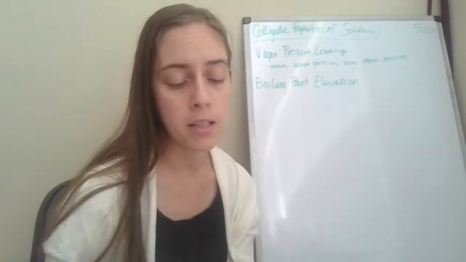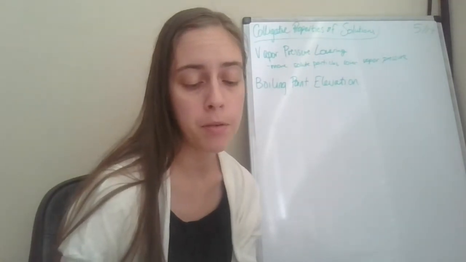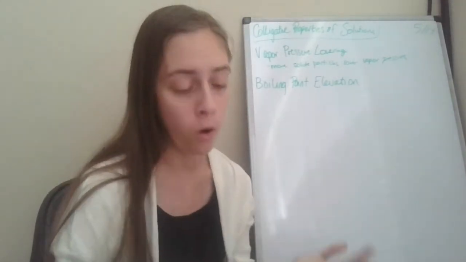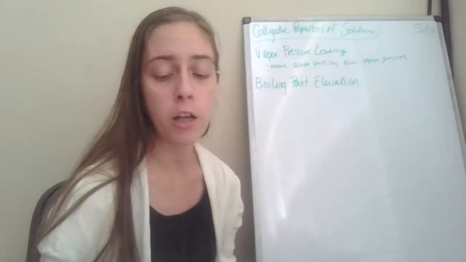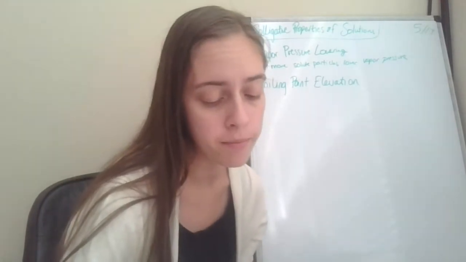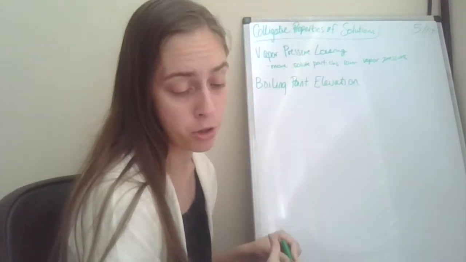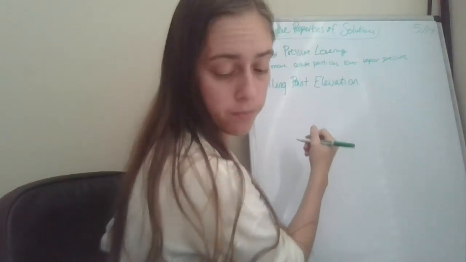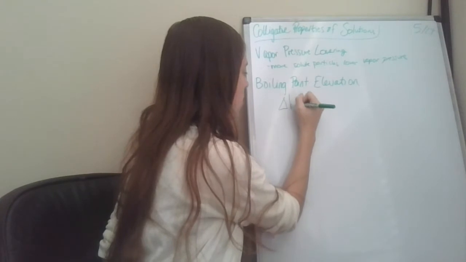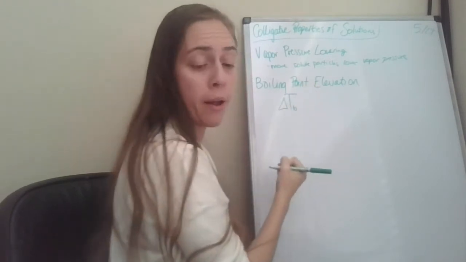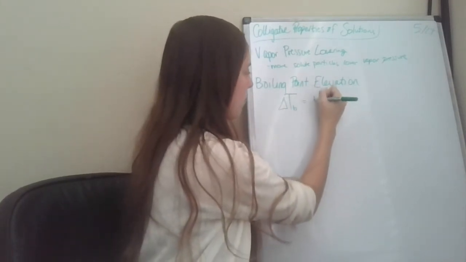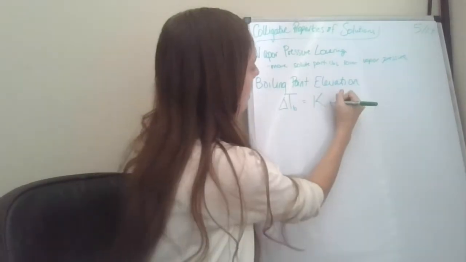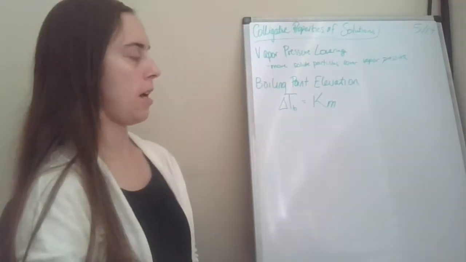So, this means basically that the pure solvent's boiling point needs to be elevated in order for it to boil at all. For non-electrolytes, the value of the boiling point elevation, which is change in temperature, delta T, is directly proportional to the solution's molality. So your equation is going to be change in temperature, that little b is boiling, equals Km. Note the m is a little italicized.